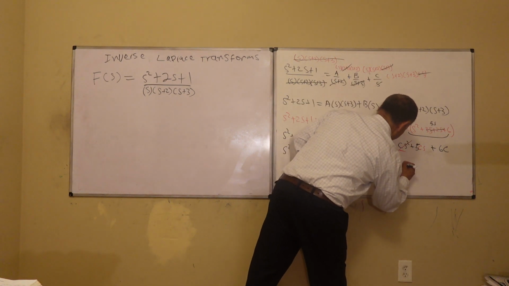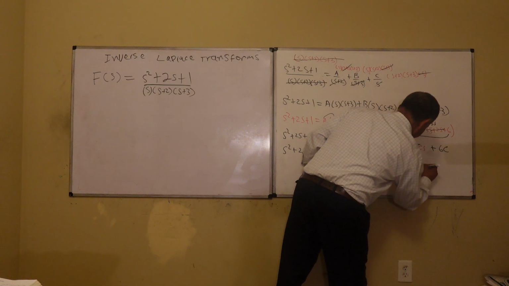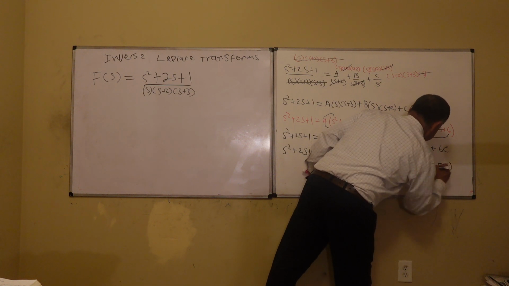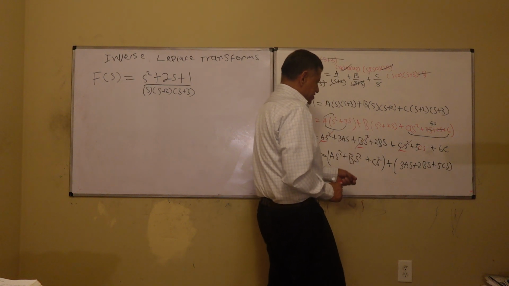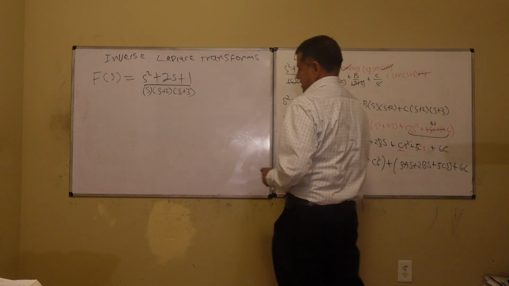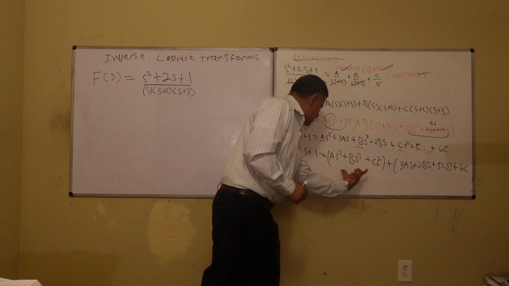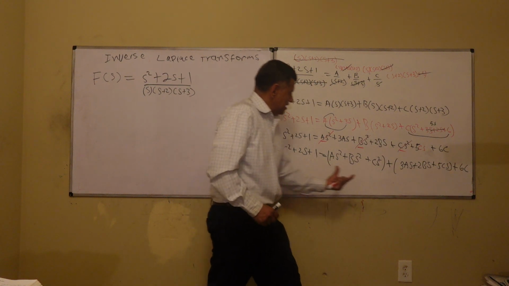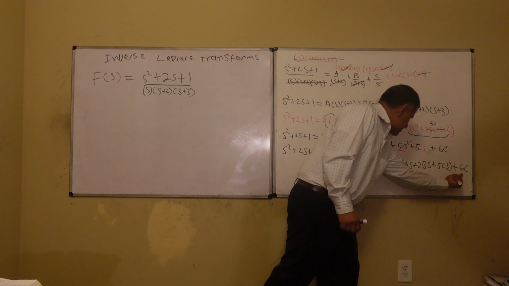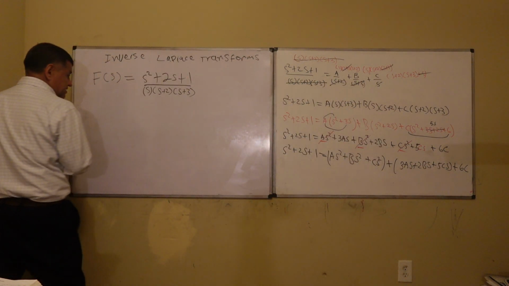So I got 3AS plus 2BS plus 5CS, right? Plus 6C. Okay. So now that I have that, I can actually match this piece with this, I can match that piece with this, and I can match that 6C with this one, right? Okay, so let's get it done.